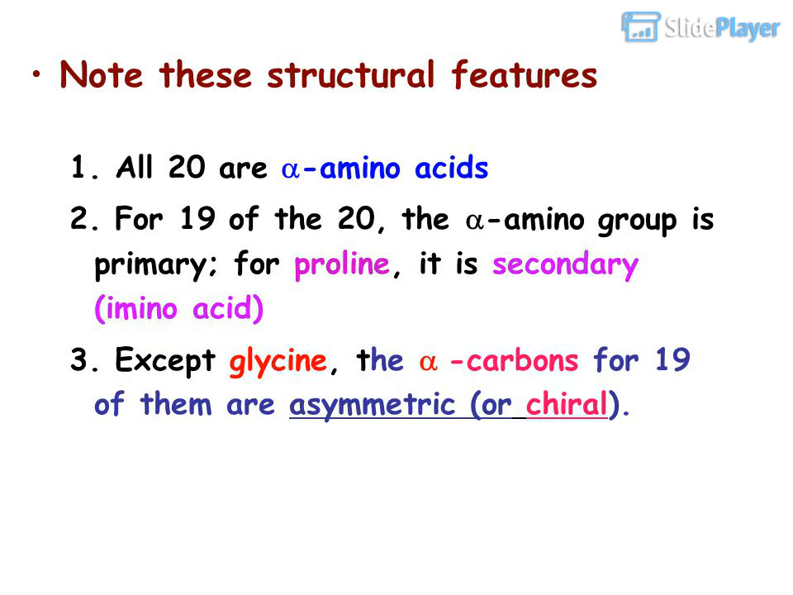Note these structural features. 1. All 20 are alpha amino acids. 2. For 19 of the 20, the amino group is primary. For proline, it is a secondary amino acid. 3. Except glycine, the alpha carbons of 19 of them are asymmetric, or chiral.